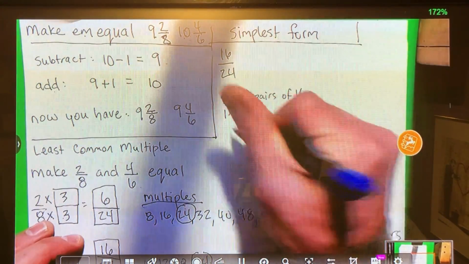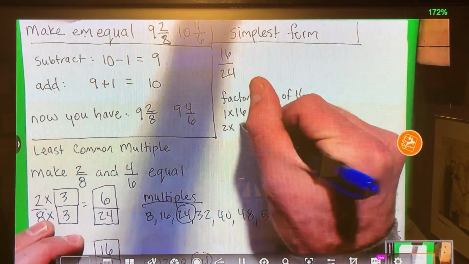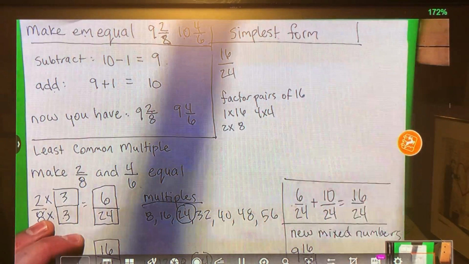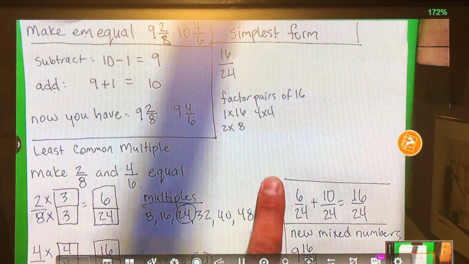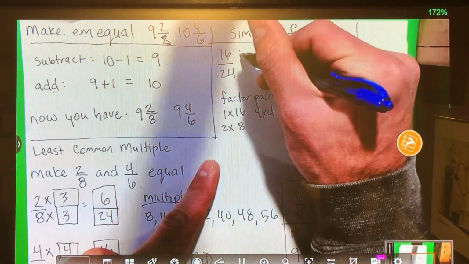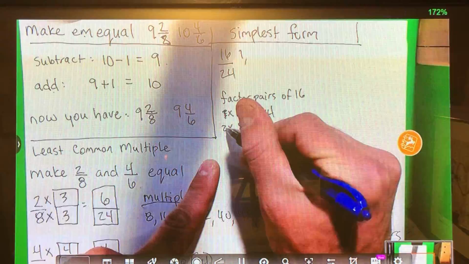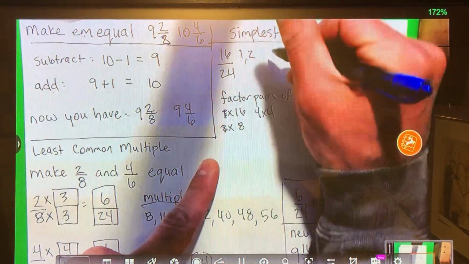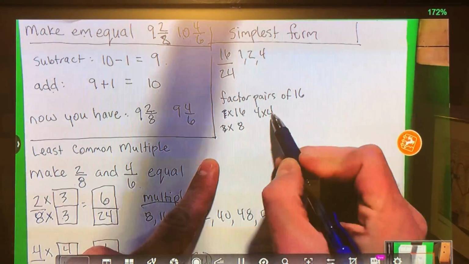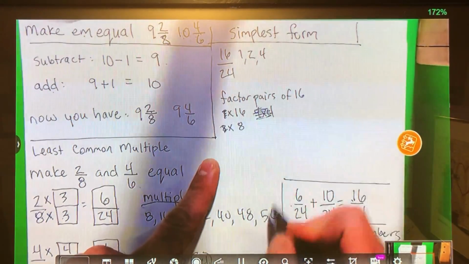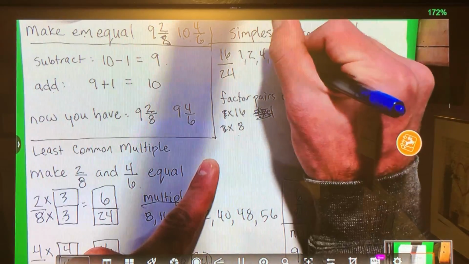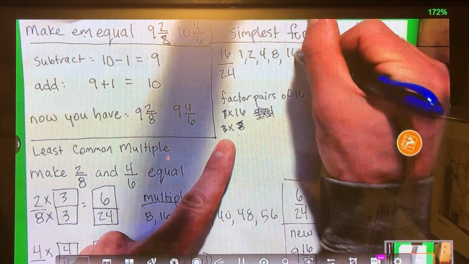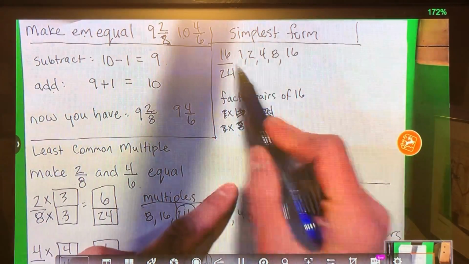It's an even number, so 2 times 8. And then we have 4 times 4. So when we go to list those factors now of 16, we have 1, scratch it out. We have 2, scratch it out, used it. We've got 4. Yes, there are 2 4s, but you only need to list 4 once. Okay? Then we have 8. And we have, scratch it out, 16. And you've just listed your factors for 16.